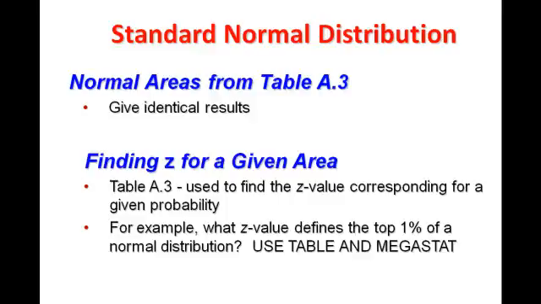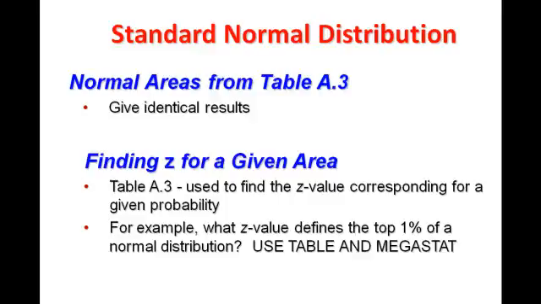Again, in the middle of the table, you're looking for the closest value to 0.9900. And if you look, you'll find that that's associated with a z-score of 2.33. So a z-score of 2.33 gives you the top 1% of a normal distribution, meaning that any z-value greater than 2.33 falls in the top 1% of the normal distribution.